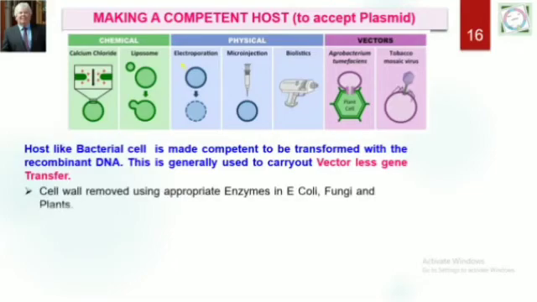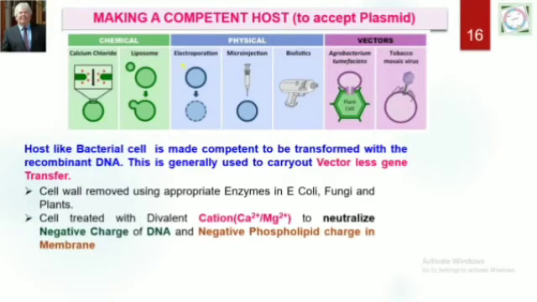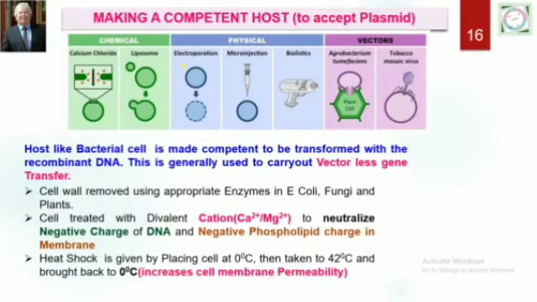This is a vectorless method. Cell wall is removed using an appropriate enzyme, like in E. coli, fungi, and plants. What happens? We treat it with certain enzymes like lysozyme, chitinase, and cellulase. Then the cell is treated with divalent cations like calcium and magnesium to neutralize the negative charge of DNA and negative phospholipid charges in the membrane.